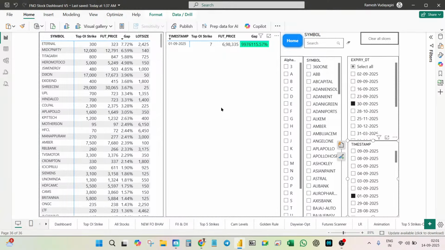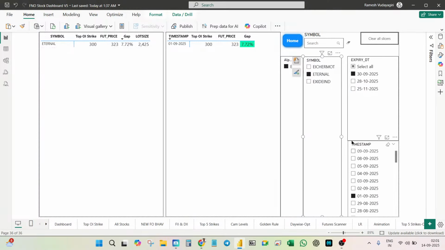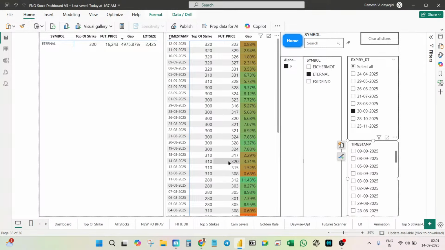If you want to filter for Eternal, type E, click Eternal, and then see all the dates. Release this filter. On 1st September the price was around 323, and then about 8% upside. The top open interest was 300. Because of short covering, the price has come up and the top open interest has moved to the upside, and now we are almost there, at 0.8%. Now the filling has happened here.